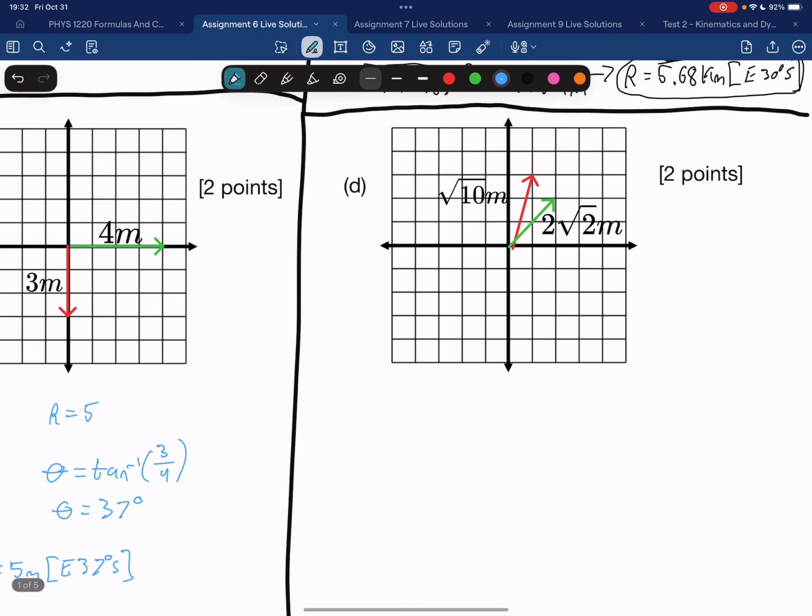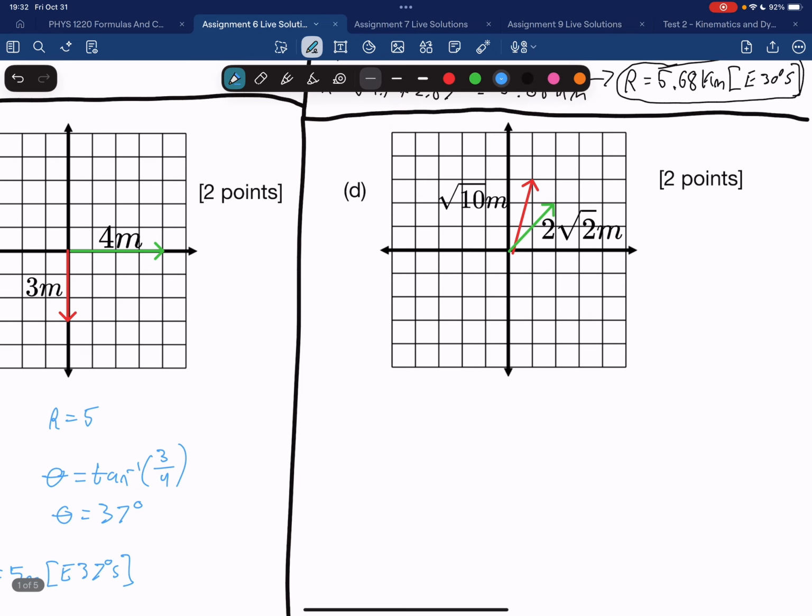Lastly, part D, I give you some grosser looking magnitudes here. But if you break these down, it's really not too bad. You can see that the red one is clearly 1 unit in the x direction and 3 units in the y direction. And the green one is 2 in the x, 2 in the y.